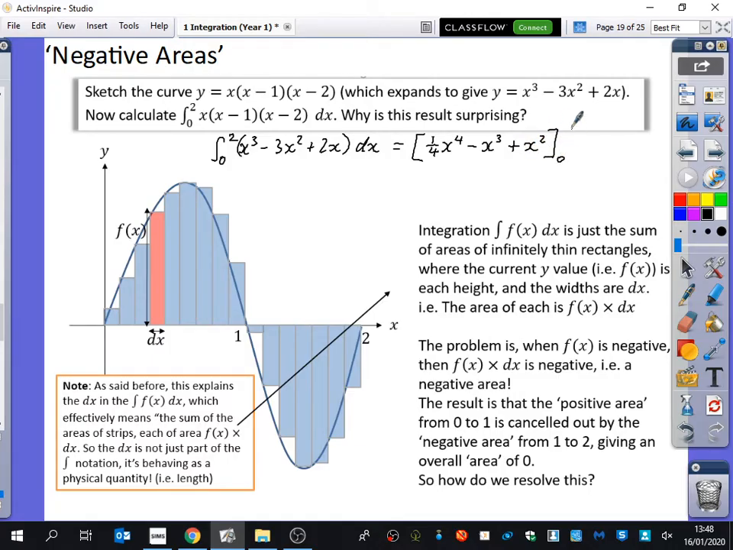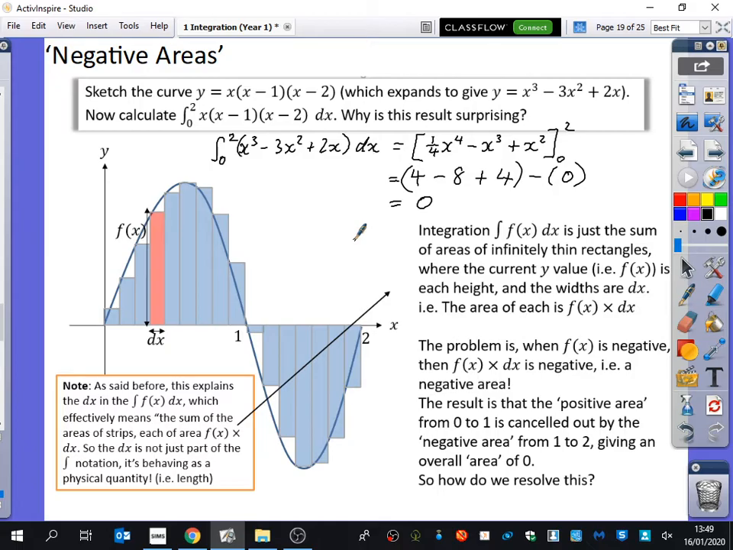And our limits there are 0 and 2. So when I substitute 2 into these bits, I'm going to have a quarter times 2 to the power of 4. What is a quarter times 2 to the power of 4? Is it? It is. And 2 cubed is, and 2 squared is 4. And I'm going to be subtracting from that 0 to the power of 4, 0 cubed, 0 squared, 0. So what does this all equal? 0.